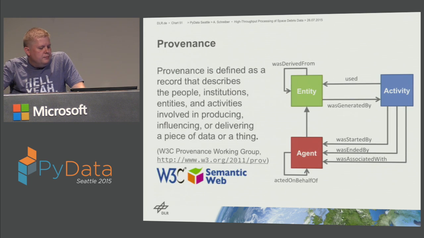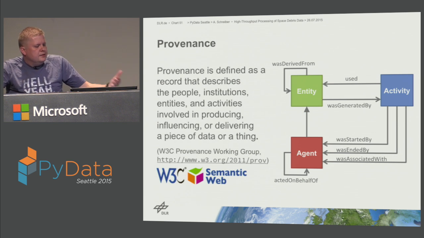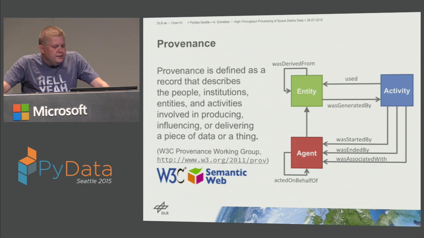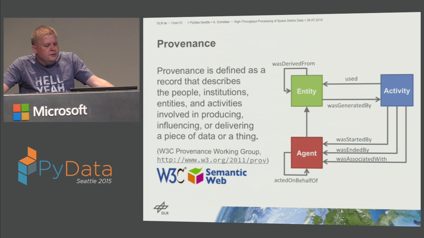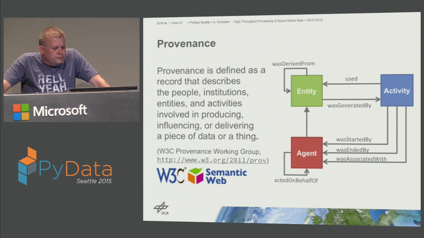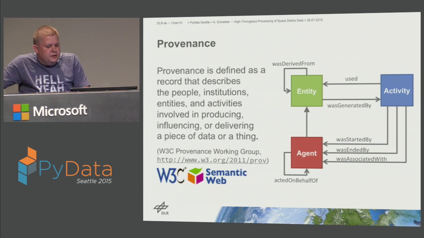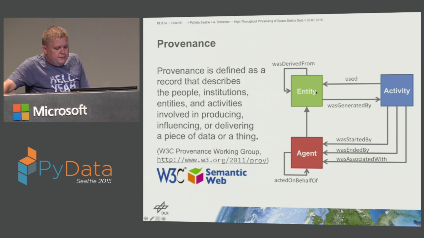So the last part of the Skynet system is provenance recording. Provenance is some kind of metadata. This describes the process that leads to some piece of data actually. As you can see, provenance is defined as a record that describes all people, institutions, entities, activities that are involved in producing a piece of data or a thing. That's the definition. And as you can see in the general picture, we have entities, for example files, or activities like processes or tools or software, or agents, for example the humans that are steering a computation.